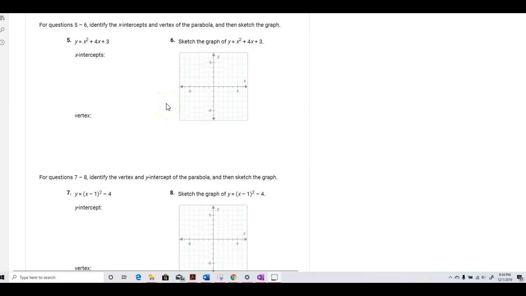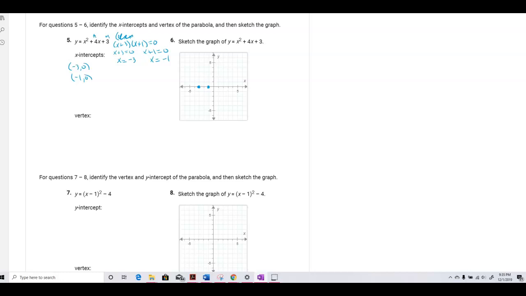So for the next one, to find the x-intercepts, first we're going to factor this. So we would get what multiplies to give you 3 and adds up to 4. So that'd be x plus 1. Oh, that's not good. So (x + 3)(x + 1) = 0. When I take each of these and set them equal to 0, x equals negative 3, x equals negative 1. So one of my x-intercepts would be (-3, 0). Then my other one would be (-1, 0).